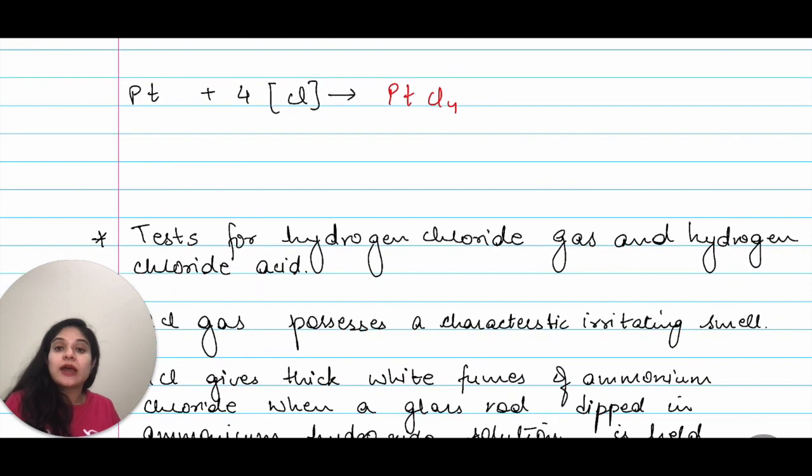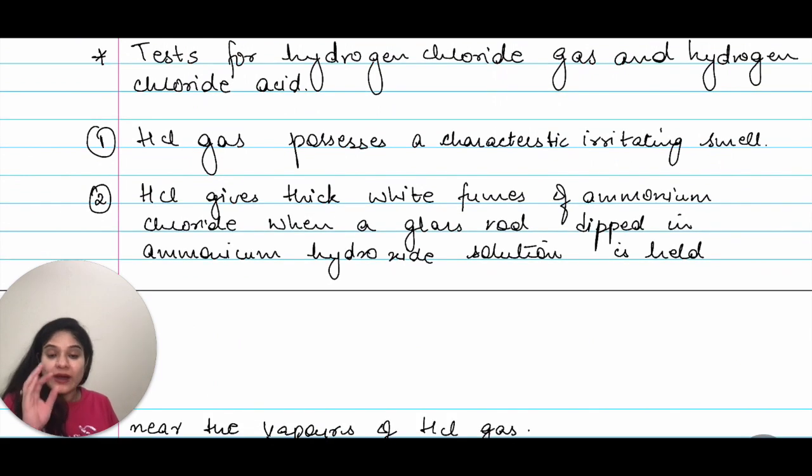Moving on, we have tests for hydrogen chloride gas and hydrochloric acid. So HCl gas possesses a very characteristic irritating smell that we already talked about. It has a pungent choking odor. So that is a very distinguishing characteristic for HCl gas. Then HCl gives us white fumes. We have already done this. It gives us white fumes of ammonium chloride when a glass rod dipped in ammonium hydroxide solution is held near the vapors of HCl gas. We did this when we were doing HCl laboratory preparation for the gas.